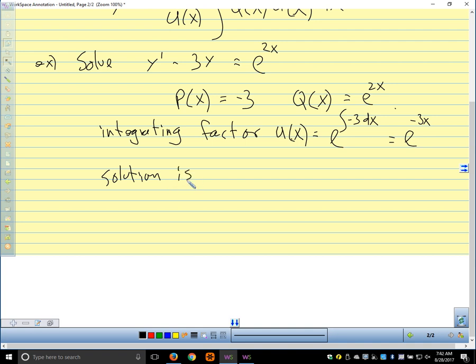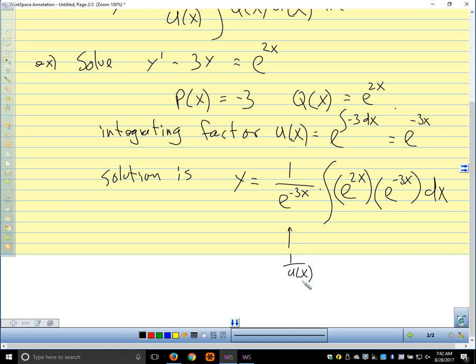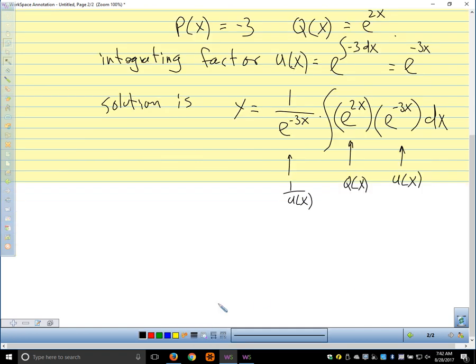Just plugging into our formula, y equals 1 over e to the -3x. There's our 1 over u of x. The integral of e to the 2x times e to the -3x dx. So I'm just going to note here, this is 1 over u of x. This is q of x, and this is u of x. I'm just plugging into that formula.